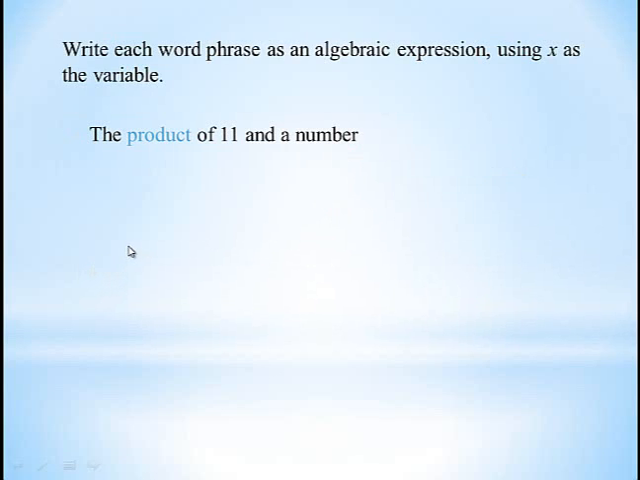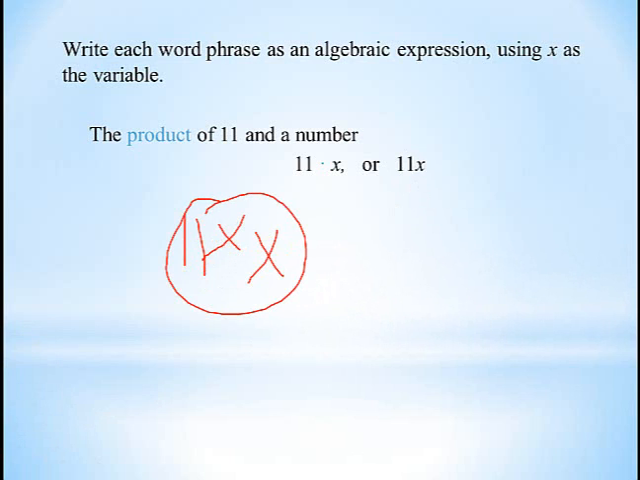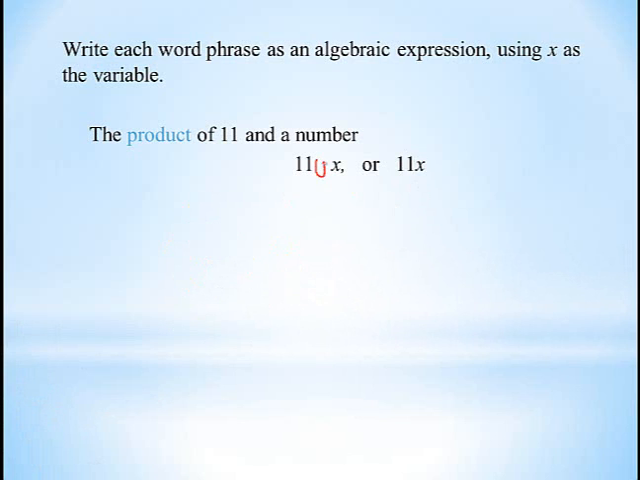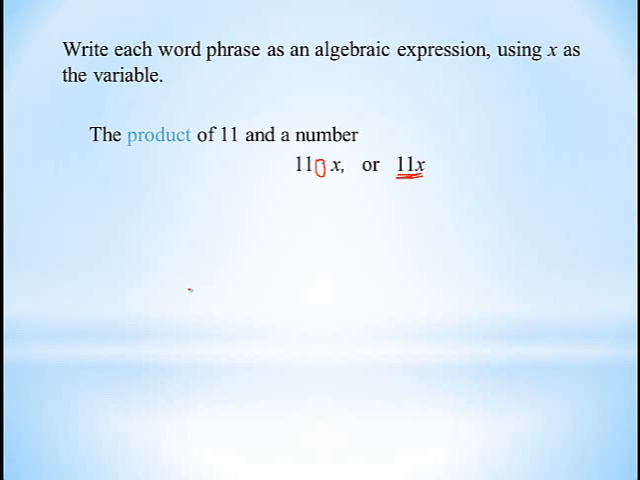The product of 11 and a number, how do you do product? It's multiplication, so you would do 11 times x using the dot or 11x. Now, you would not want to write this as 11xx because that does not mean 11 times x. That means 11x squared. So make sure you use a dot for multiplication or you just put them together. And the last one, go ahead and hit pause and copy that down.